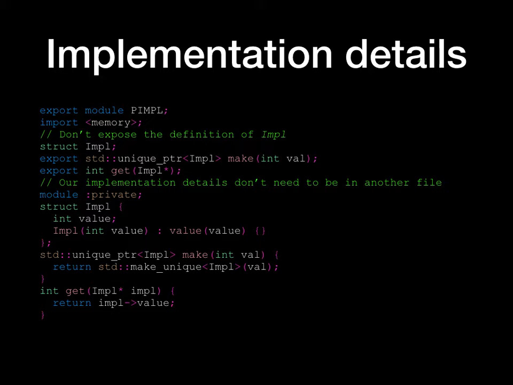This means consumers of the Pimpl module will not be able to know what is the layout in memory of that module, and so will not be able to depend on it, nor on its property names, because the only thing they can have is an incomplete type, Impl star or std::unique_ptr to Impl.